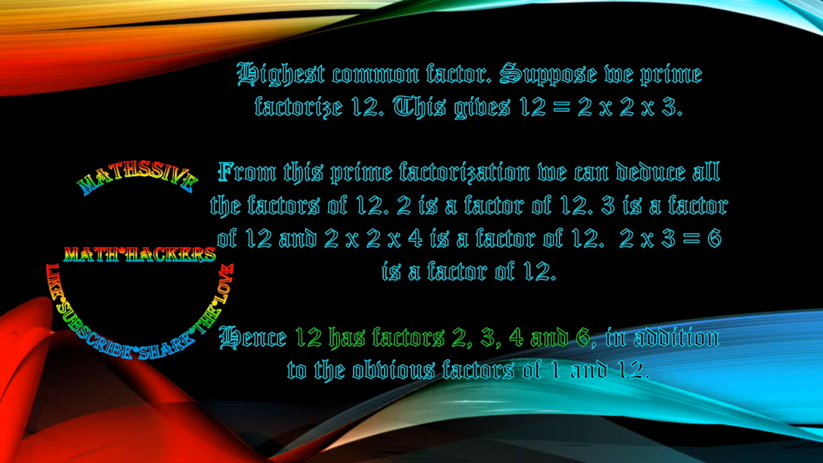So to start with, suppose we prime factorize 12. This gives us 12 equals 2 times 2 times 3. From this prime factorization, we can deduce all the factors of 12, i.e. 2, 3, 4 and 6. We know that 4 is a factor of 12 because 12 divided by 3 gives 4. Similarly, 12 divided by 4 gives 3. To see that 6 is a factor of 12, do 12 divided by 2, which gives 6, and 12 divided by 6 gives 2. Hence, 12 has factors 2, 3, 4 and 6, in addition to the obvious factors of 1 and 12.